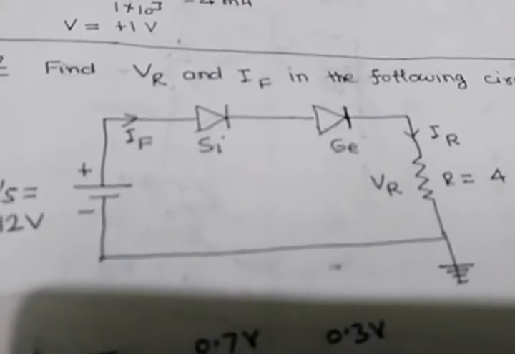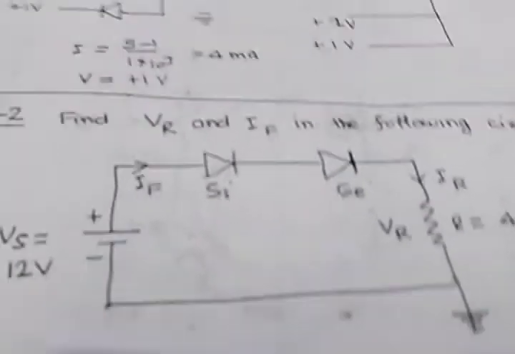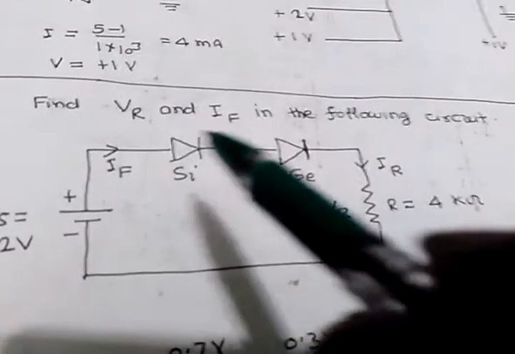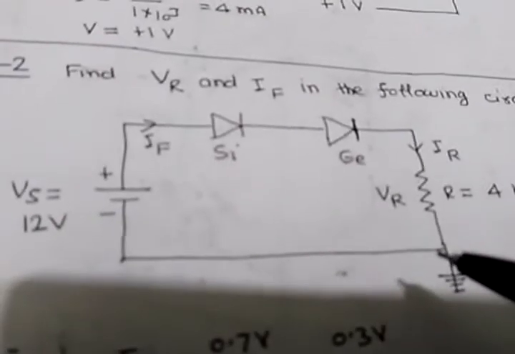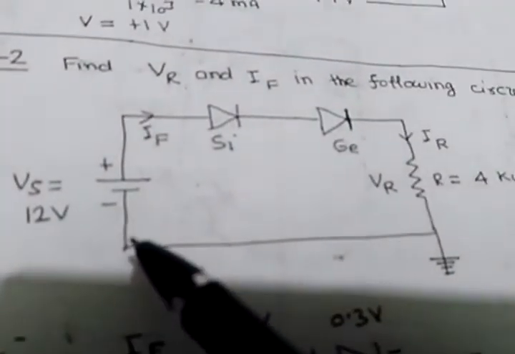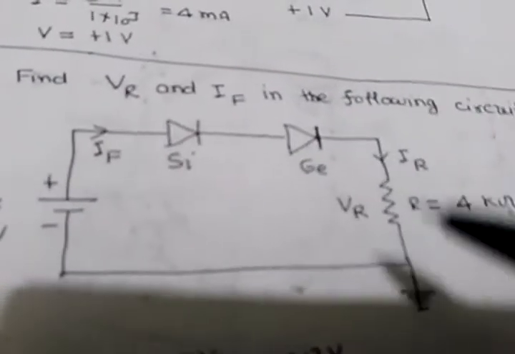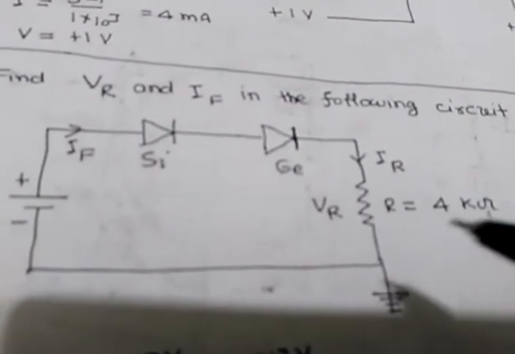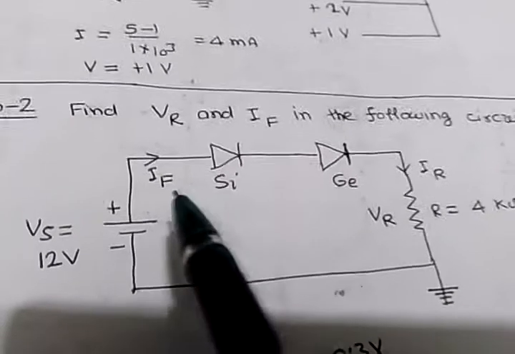In this video, we will solve some problems on diode circuits. First problem is find VR and IF in the following circuit. This is the circuit diagram of a diode containing resistance R and a voltage source of 12 volt. We have to find the voltage across this resistance R having 4 kilo ohm, and IF, the current flowing through this circuit.